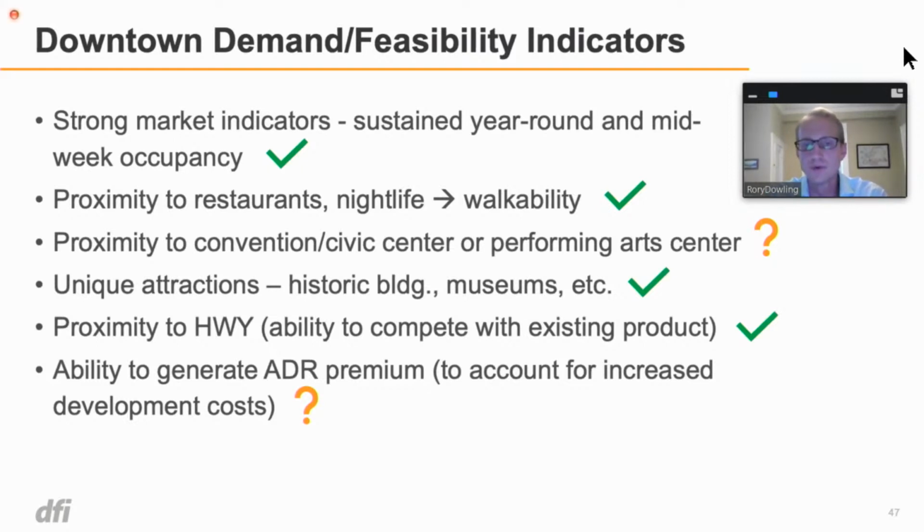And so in order to account for those increased development costs, you've got to generate a significant premium in your rates, usually about 25 to 30% above what that highway product is generating.